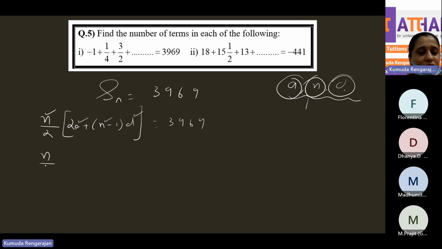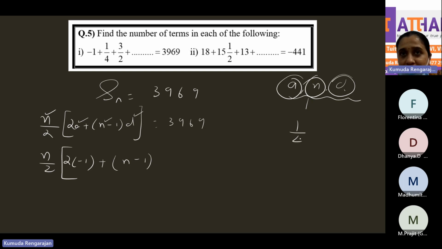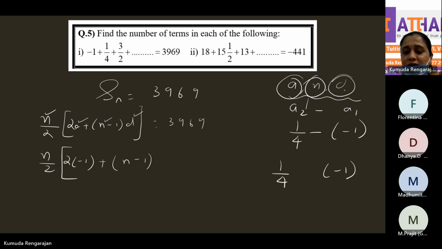So n by 2 of (2a, that is 2 into minus 1, plus (n minus 1) into d). We don't know the value of n. d is 1 by 4 minus (minus 1). d is the second term minus the first term. The second term is 1 by 4, the first term is minus 1. The difference between the second and the first term is 1 by 4 plus 1, which is 5 by 4.